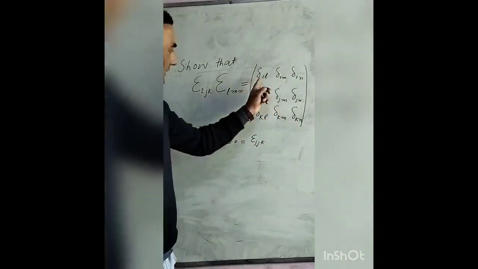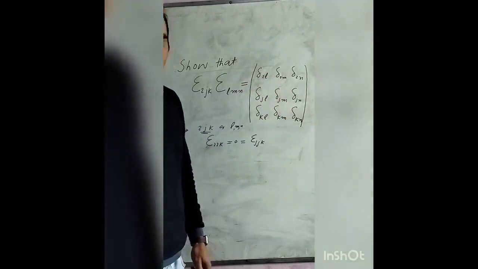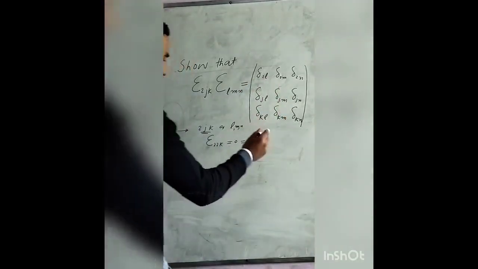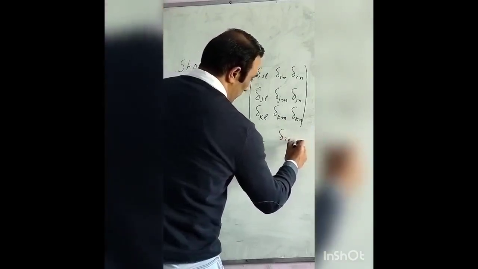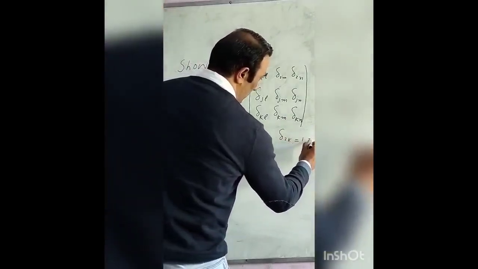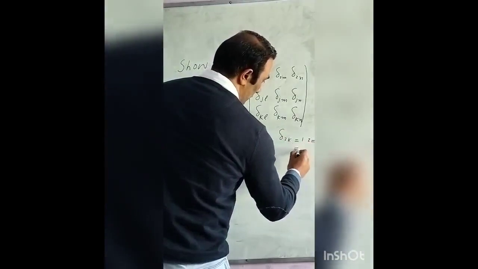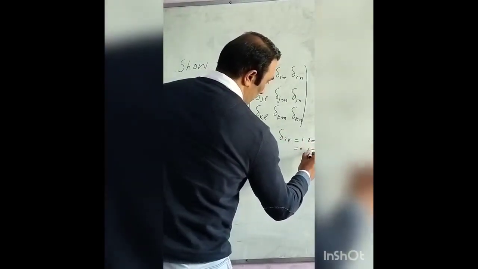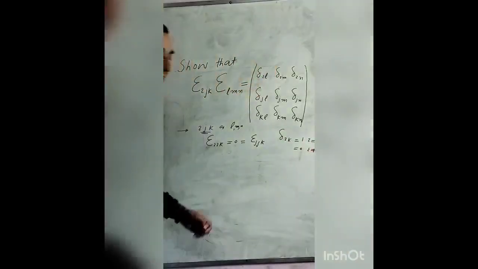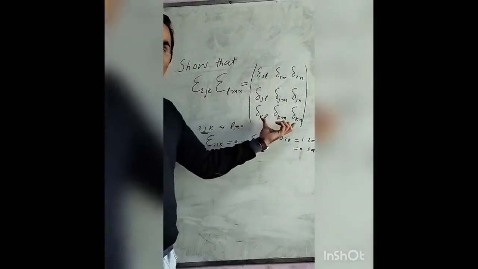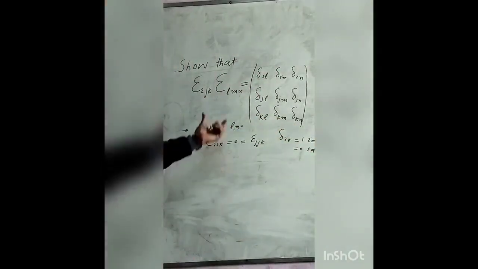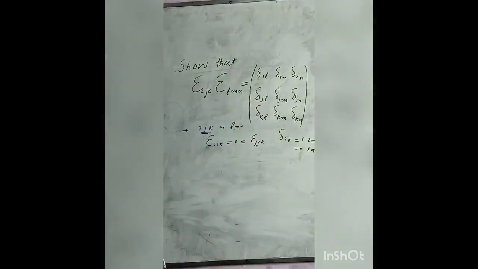What are these? These are the canonical deltas. For canonical deltas you have the basic property that delta ik is equal to 1 if i equals k, and equal to 0 if i is not equal to k. So we are writing these Levi-Civita symbols in terms of these canonical deltas. First, let us prove that our right hand side equals the left hand side.